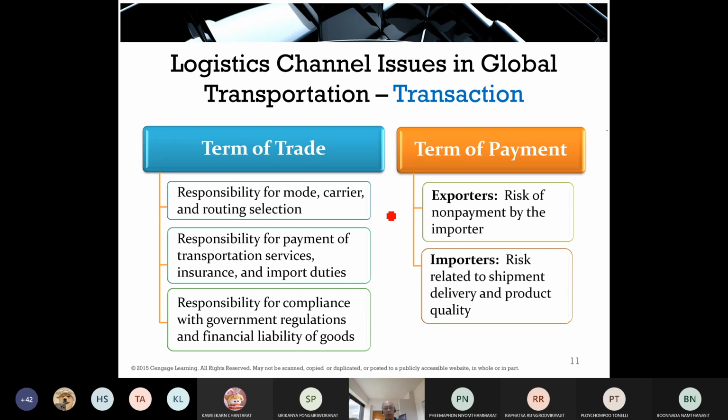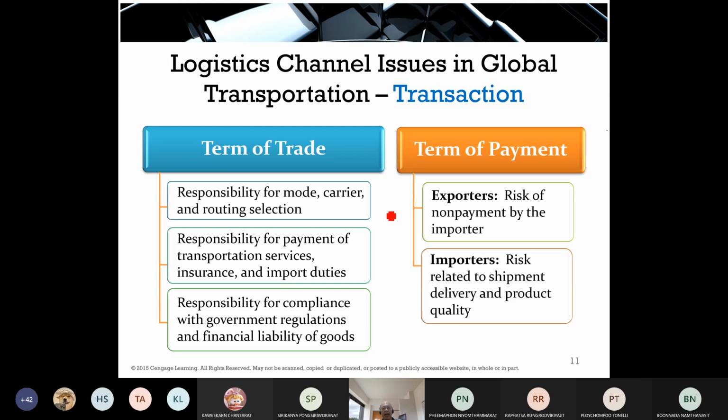Sometimes exporters and importers have never met each other before. So the exporters are afraid of not getting paid, afraid of not getting the money. As an exporter or seller, they would prefer getting the money before shipment of the product.